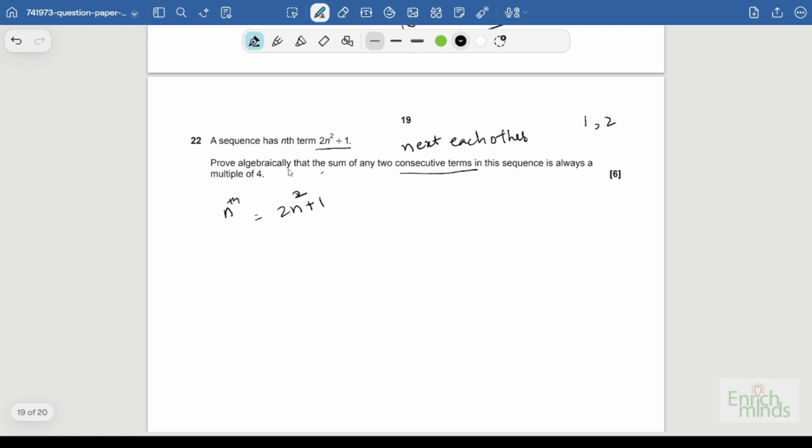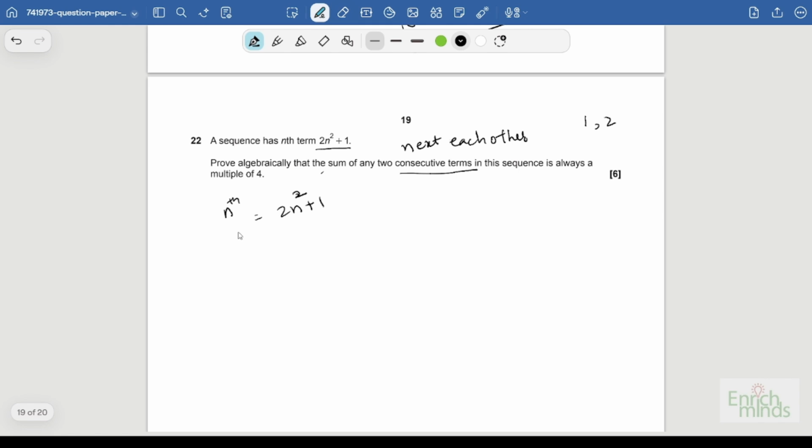And we have to show this algebraically. You can't assume that n is 1 and then substitute the value of n as 1 or 2. Then you can get to the same answer, but you have to show it algebraically. So how can you do that algebraically without using any value for n here?